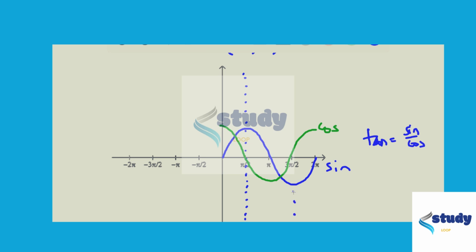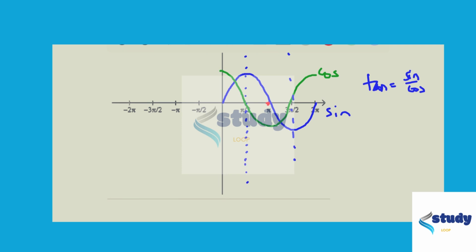So the next one would be at 3 pi over 2. But in the meantime, you're going to have a 0 when sine is 0. And then in this instance, you've got a really tiny negative number for cosine. So when you divide by a really, really tiny negative number, you just get a super negative number. There's no bound to that.